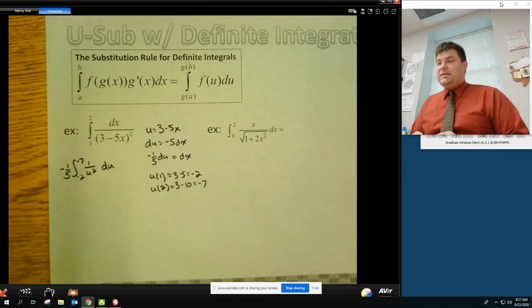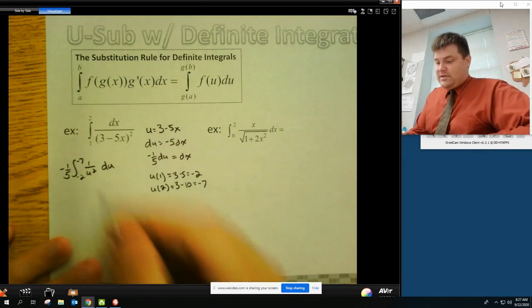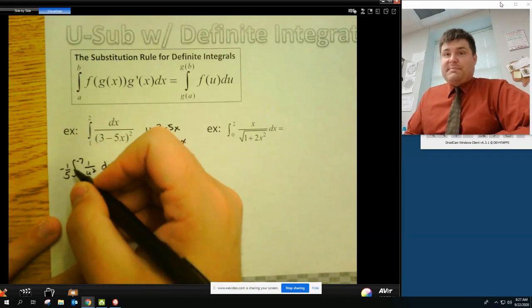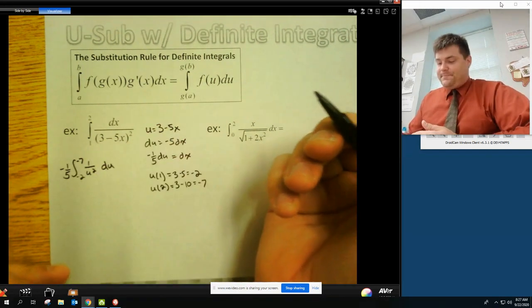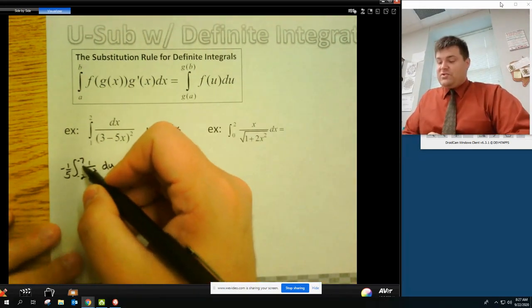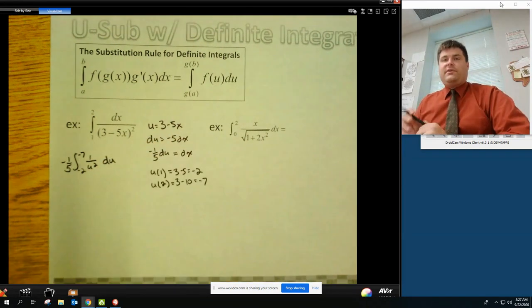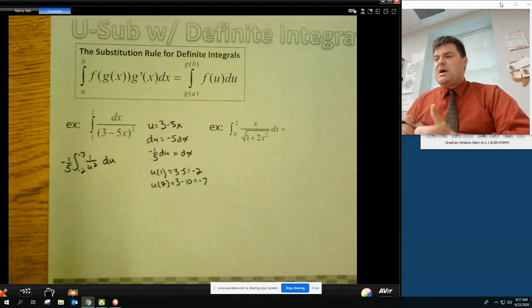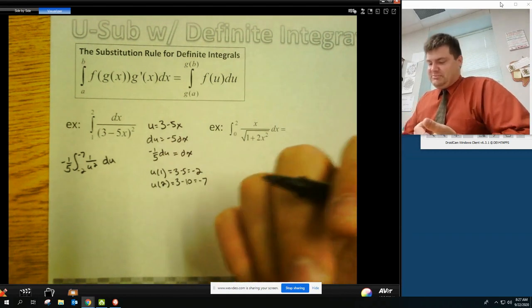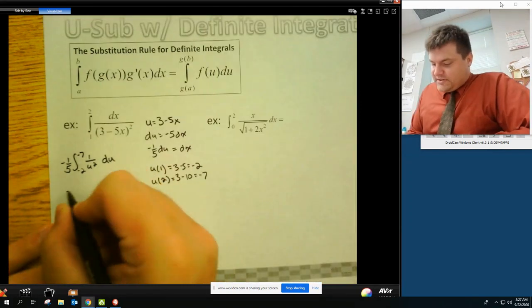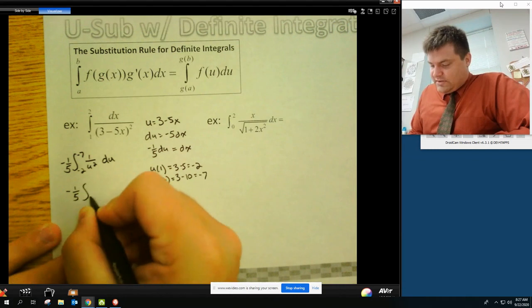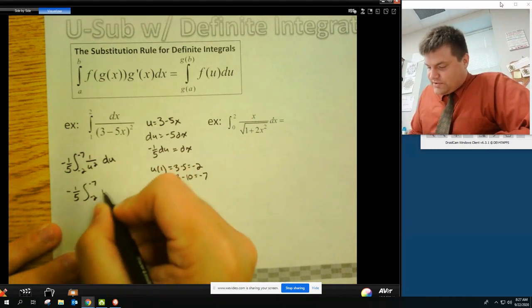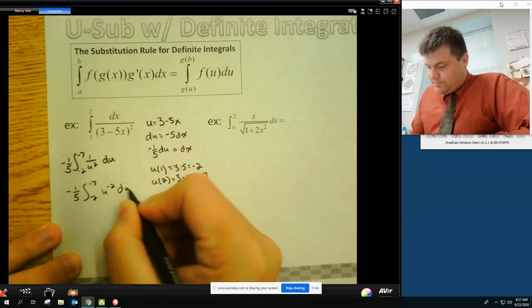Okay, so you are allowed to flip this answer, the 2's and the 7's, or you could just keep it. It does not matter. If you do flip the negative 2 and the 7, you have to change that negative 1/5 out in front to a positive 1/5. I'm just going to leave it because it really doesn't matter so much. I'm just going to rewrite this as negative 1/5, negative 2 to negative 7, u to the negative 2 du.